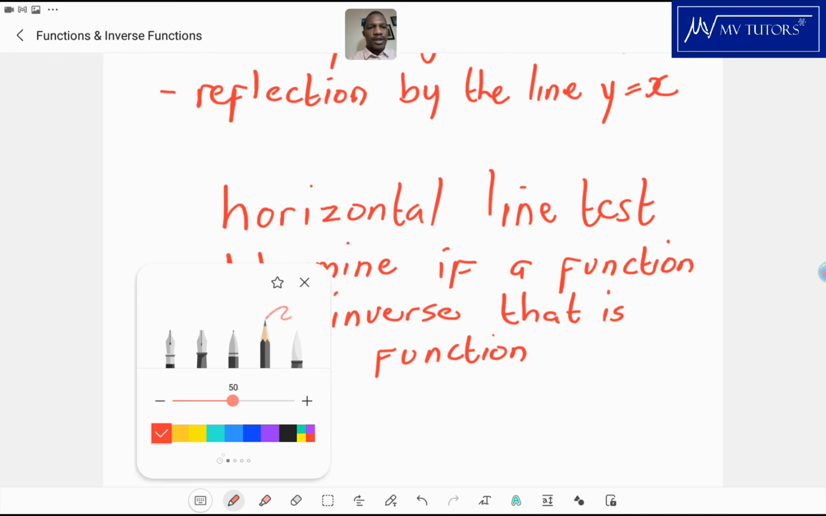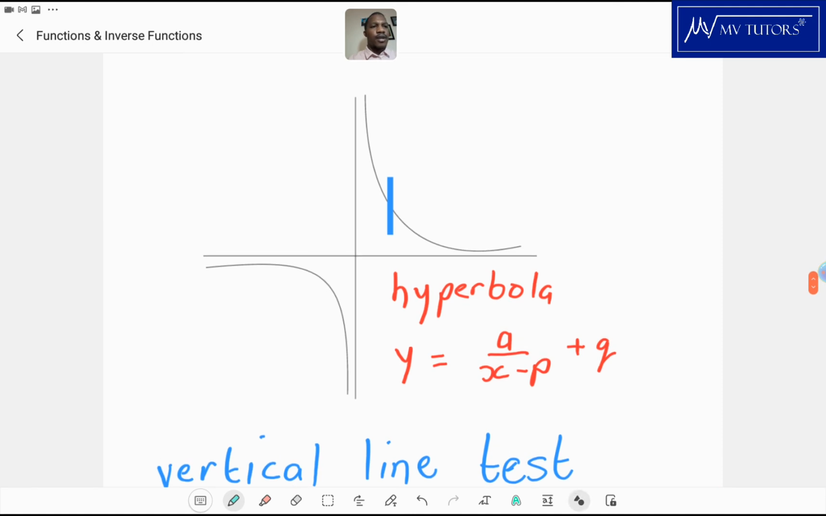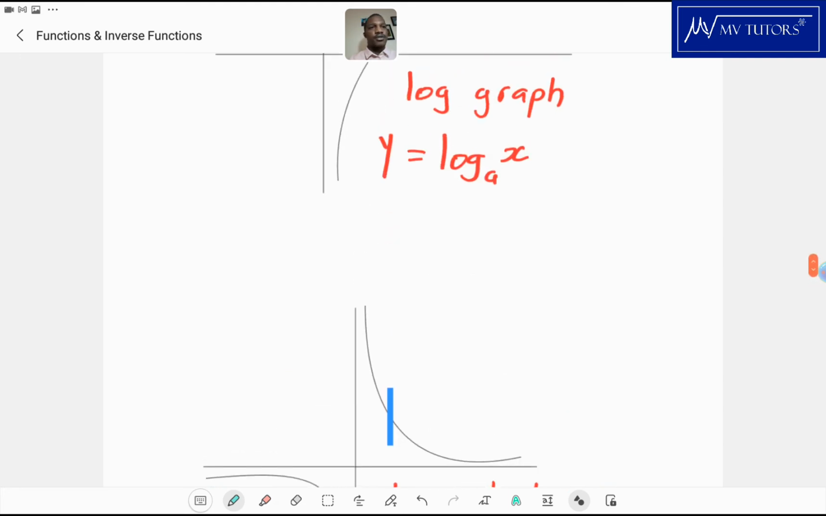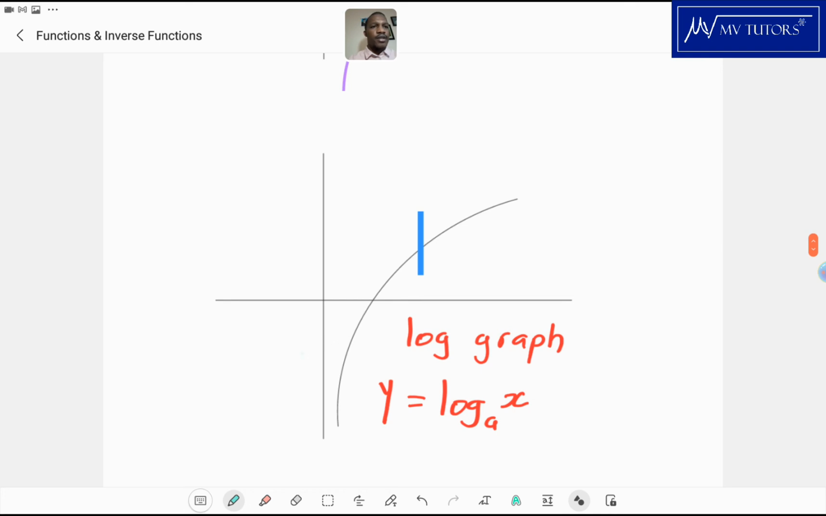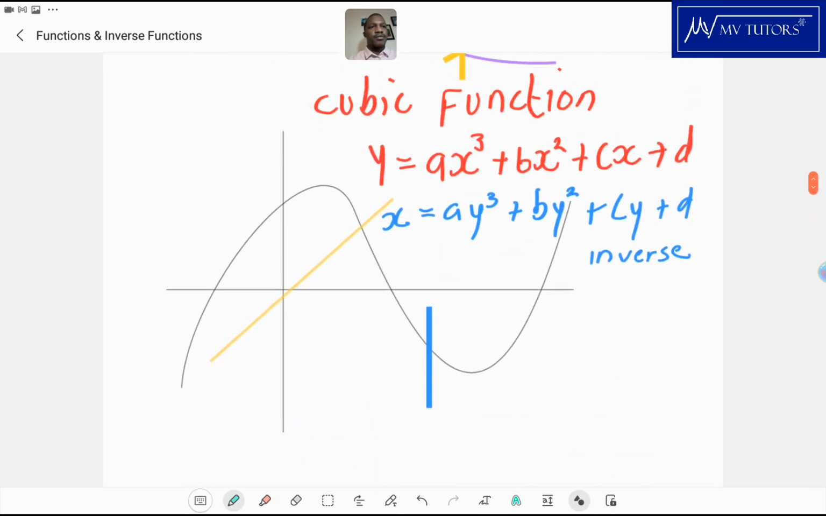Let's use a pencil again, but let's use green this time to apply a horizontal test. Okay, so if we put a horizontal line here, it crosses, it touches, or it cuts once. So the inverse of this hyperbola is also a function. If we apply it here, it cuts once, so the inverse is also a function. Likewise, it cuts once, exponential, inverse is a function.